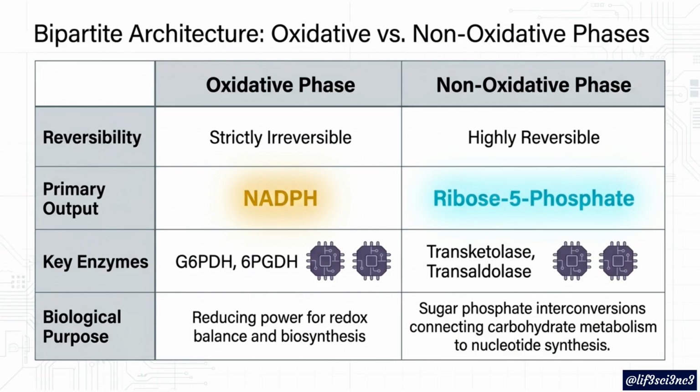The entire pathway is built on a bipartite architecture divided into two completely opposite phases, the oxidative phase and the non-oxidative phase. The oxidative phase is a strictly irreversible one-way chemical street engineered to generate high-grade NADPH reducing power. Conversely, the non-oxidative phase is a highly reversible structural engine. It uses transketolase and transaldolase enzymes to shuffle sugar-phosphate carbon backbones, tailoring outputs like ribose 5-phosphate to match what the cell needs at any given moment.